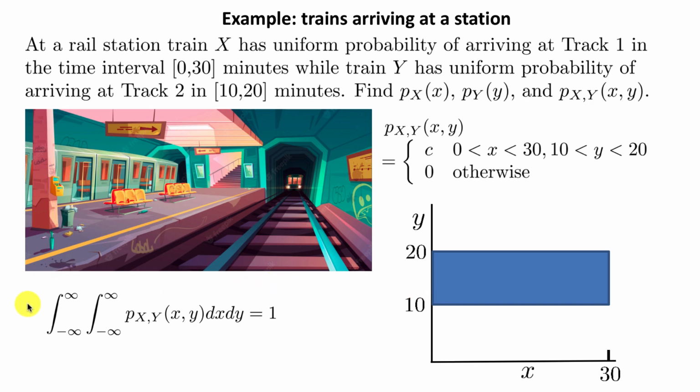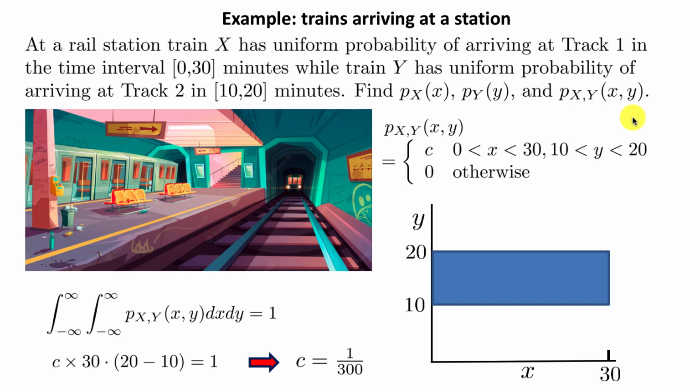That we will find from this normalization condition, that p of xy integrated over x and y is equal to 1. And now that's straightforward, because this over here is a constant c, and dx dy integrated over this rectangular strip, well, that's just the area of this strip. The area of the strip is the width times the height. The width is 30. The height is 20 minus 10, which is 10. And so c is 1 over 300. Put this 1 over 300 here, and we found the joint probability distribution function as required.